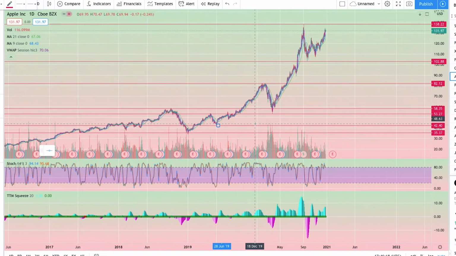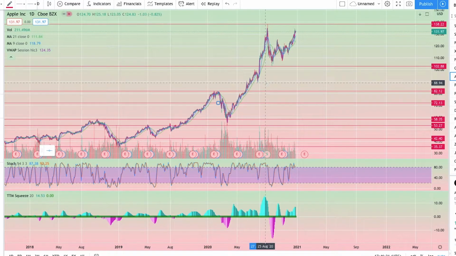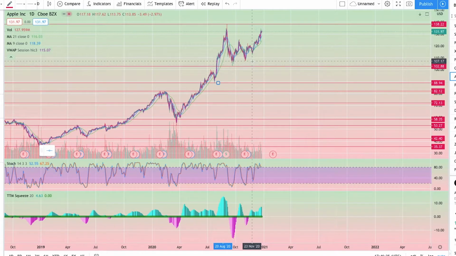Some of the lower levels won't matter so much at the beginning, but it's nice to just chart them in case you see any crashes. You know what areas of support to look for. So I'm going to try and do this pretty quickly just for the purposes of this video so everyone can see exactly what we are doing.